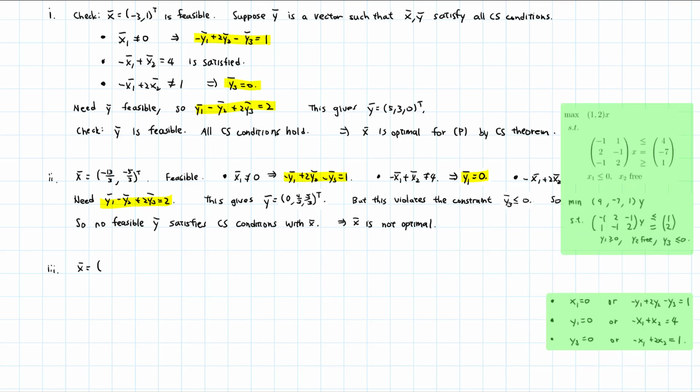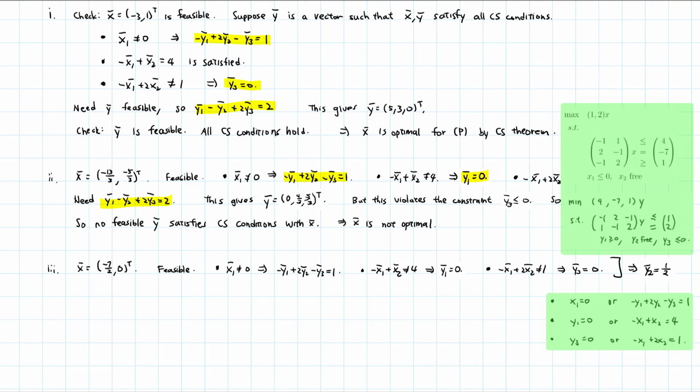For our third vector here, we see that it is feasible. x1 bar is non-zero implies that the first dual constraint is tight. First primal constraint is not tight implies that y1 bar is 0. The third primal constraint is not tight, so y3 bar is 0. Combining these three equations give us y2 bar is equal to 1/2.